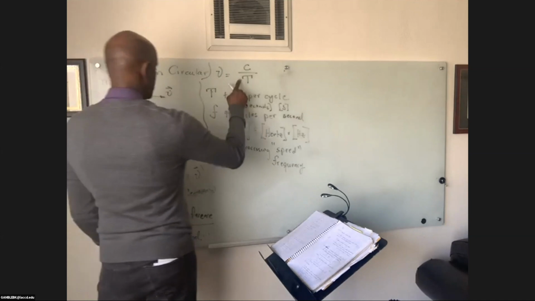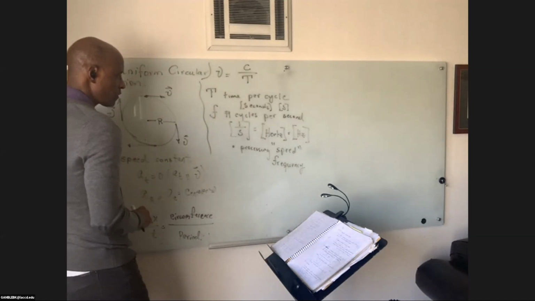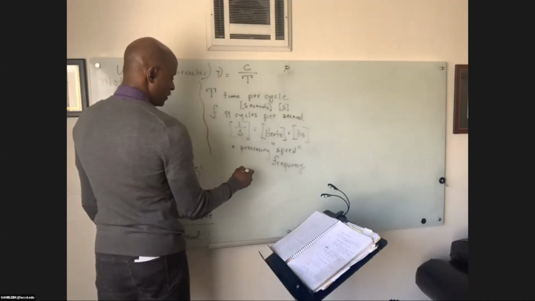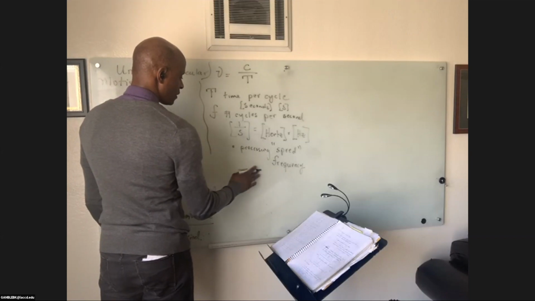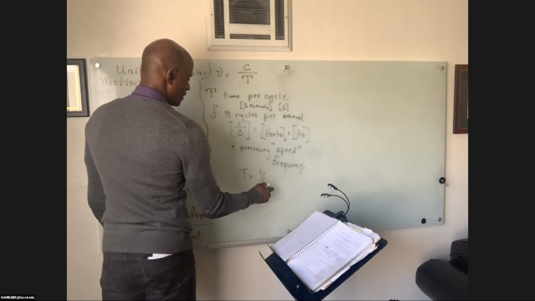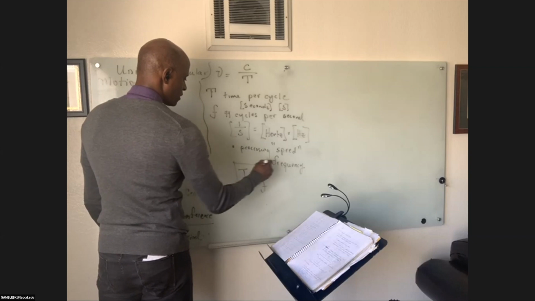So as I was saying here, the relationship between period and frequency is that period is equal to 1 over the frequency. It's not really a definition, it's just a relationship, really.